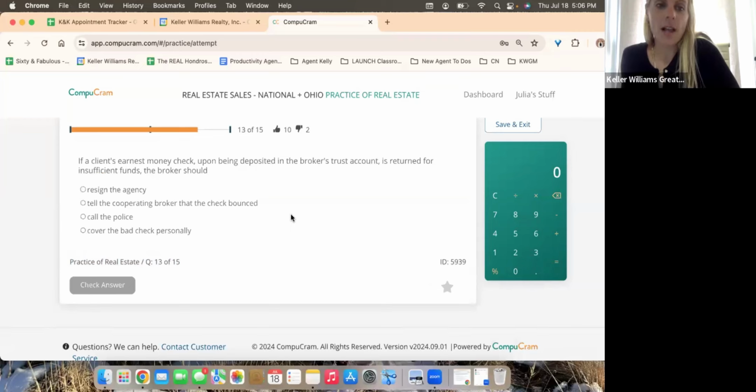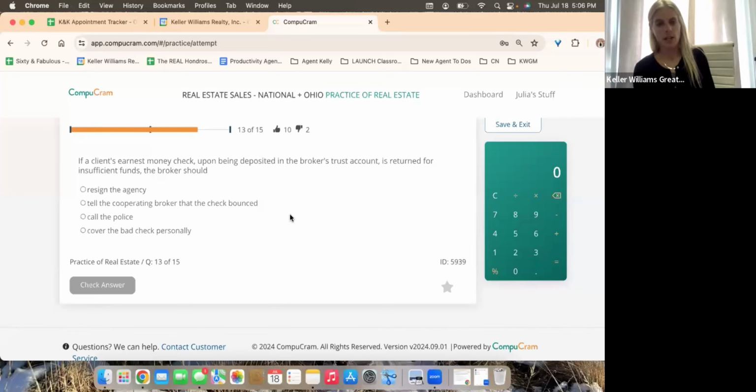Okay. If a client's earnest money check, upon being deposited in the broker's trust account, is returned for insufficient funds, the broker should A, resign the agency, B, tell the cooperating broker that the check bounced, C, call the police, or D, cover the bad check personally.